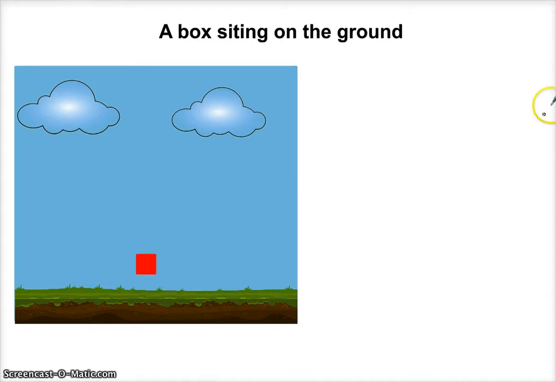So now we have a box, and our box has fallen all the way down to the ground, safely landed onto our ground. And so our forces change now that it's landing on the ground. As always, we're going to draw our gravity arrow.